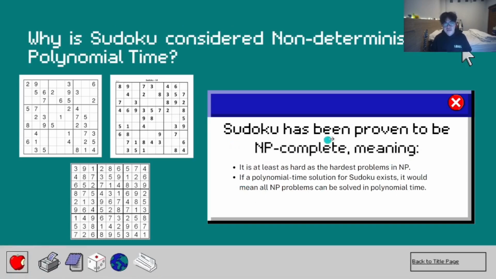Now, Sudoku has been proven to be NP-complete, meaning that it is at least as hard as the hardest problems in NP. And if a polynomial time solution for Sudoku exists, it would mean all NP problems can be solved in polynomial time.